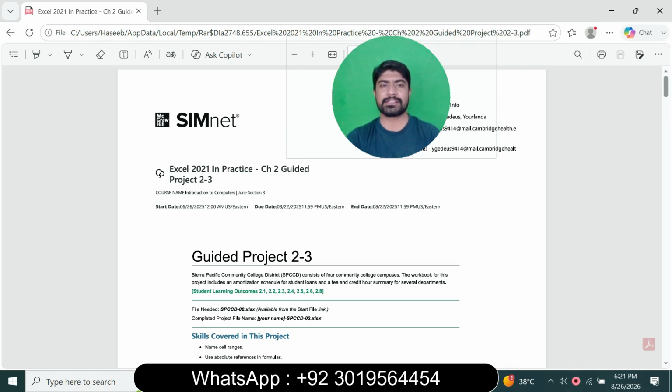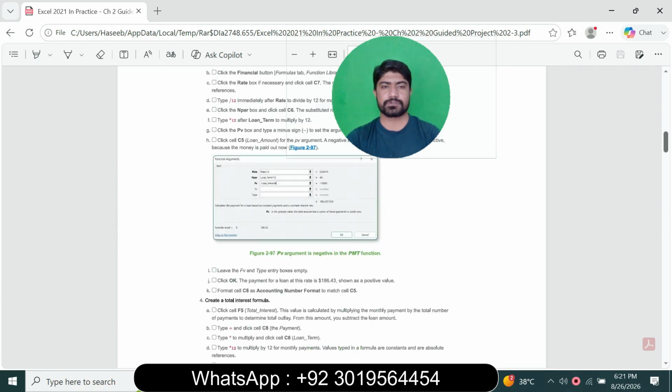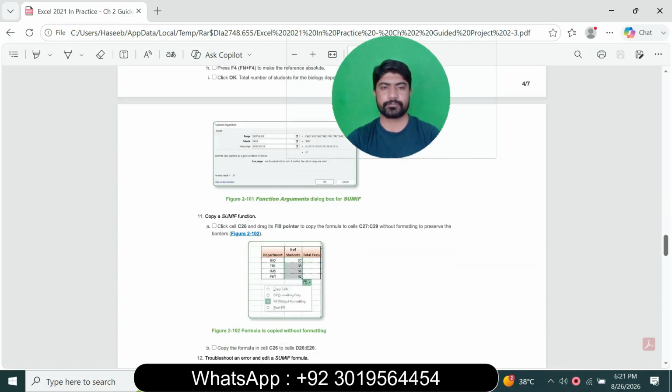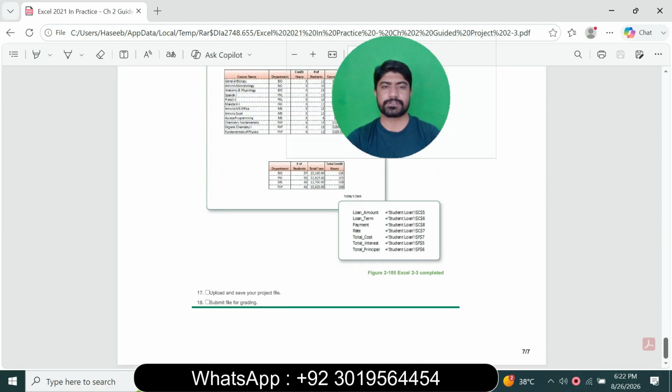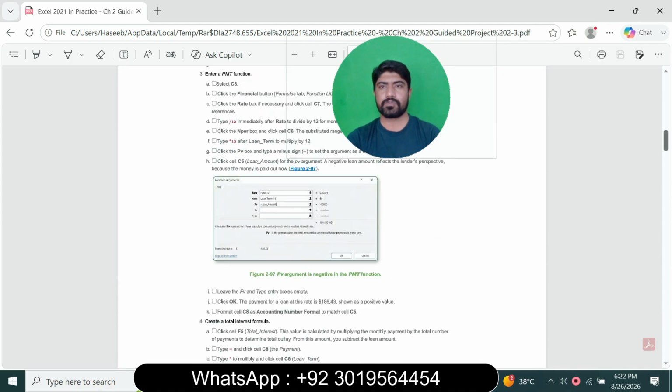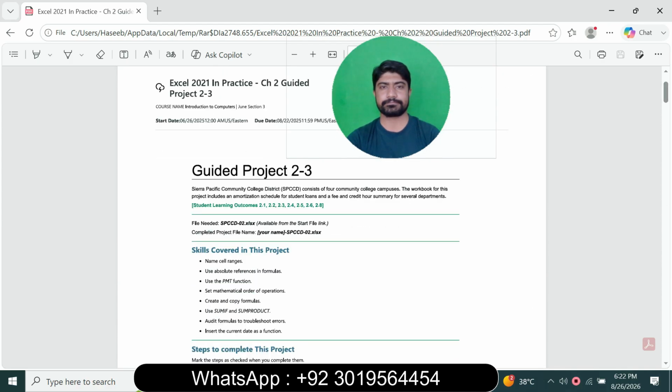The assignment title is Excel 2021 in Practice Chapter 2 Guided Project 2-3. So we move to the main project steps. The total number of steps is 18. We move to question number 1.